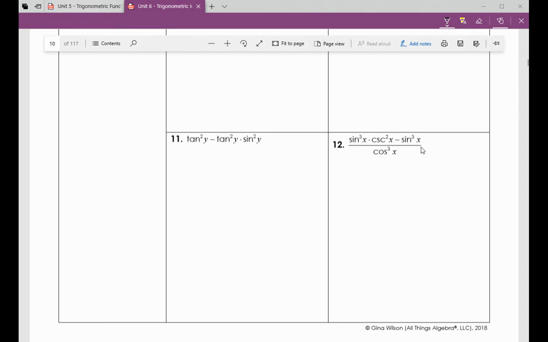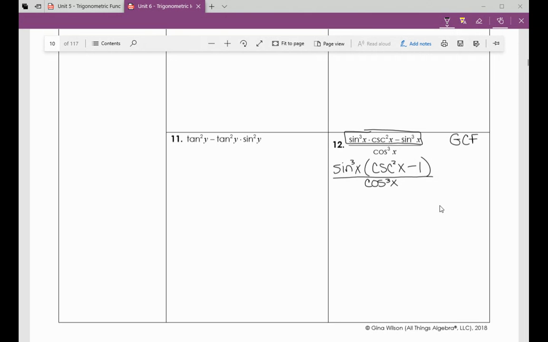So in this particular problem, I'm actually going to incorporate greatest common factor factoring. Okay, I have in that numerator two terms that have a sine cube. So I'm going to factor out the greatest common factor, sine cube. That gives me cosecant square x minus 1 over cosine cube x.